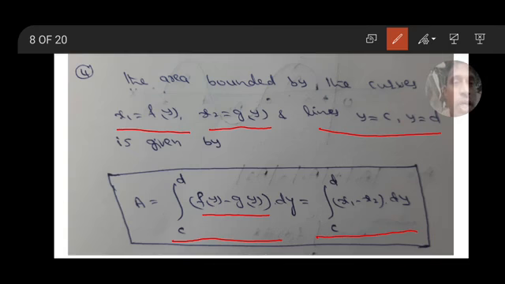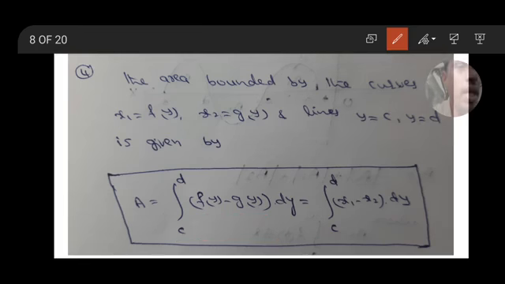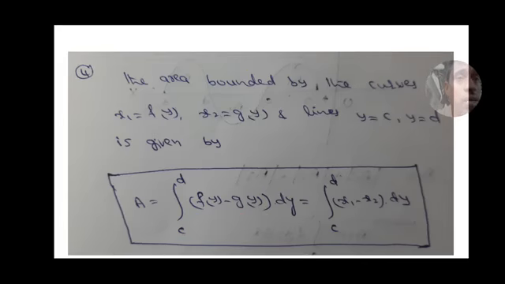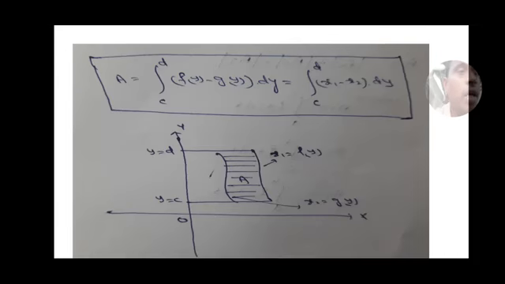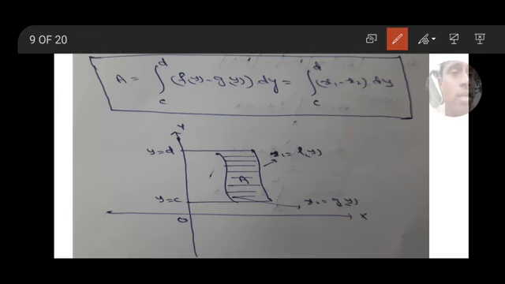Integration c to d of f of y minus g of y dy equals integration c to d of x1 minus x2 dy. These are the four formulas. The first one is the area bounded with the x axis, the next is the area bounded with the y axis, the next is the area between the curves x equal to a, x equal to b, and the area between the curves y equal to c, y equal to d. Next is the diagram, where x1 equals f of y, x2 equals g of y, and y equal to d, y equal to c.